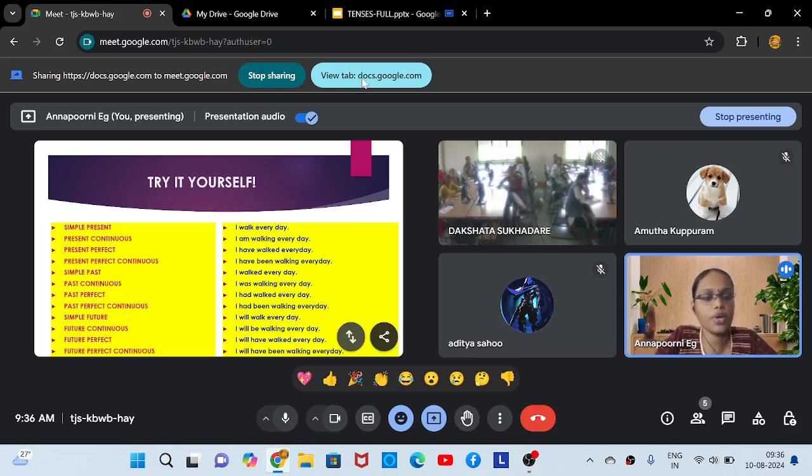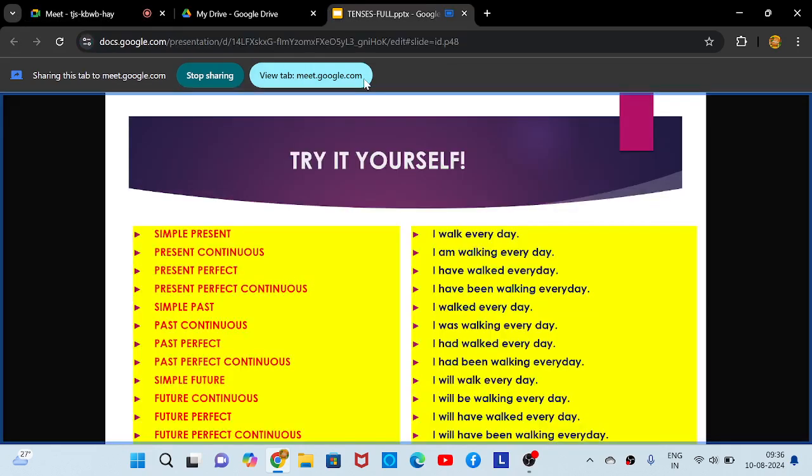So I will give a homework in the group. You can just try changing the sentence into different tenses. The sentence will be given in simple present tense. What you have to do is convert the sentence into the rest of the 11 tenses. Simple present tense will already be given by me. Just change the tense of the sentence and try writing it yourself. I will give one or two examples so that you can have more practice, right?